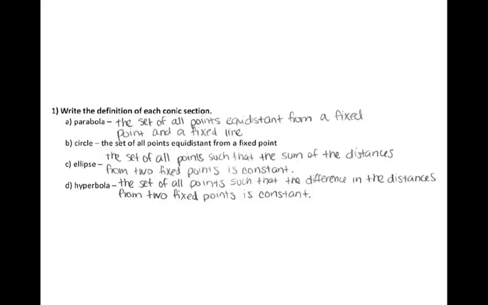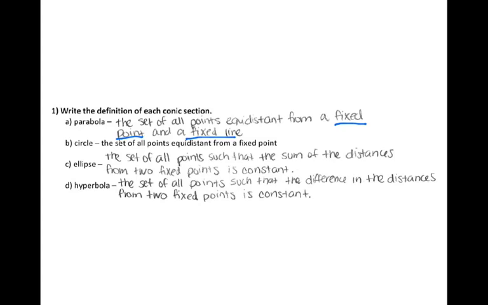So the first part of your review talks about the definitions, and you do need to know the definitions for your assessment. It is matching, so just look for some keywords. So a parabola is a set of all points equidistant from a fixed point and a fixed line. So you have your fixed point, that's the focus, and a fixed line is the directrix. The circle is a set of all points equidistant from a fixed point.